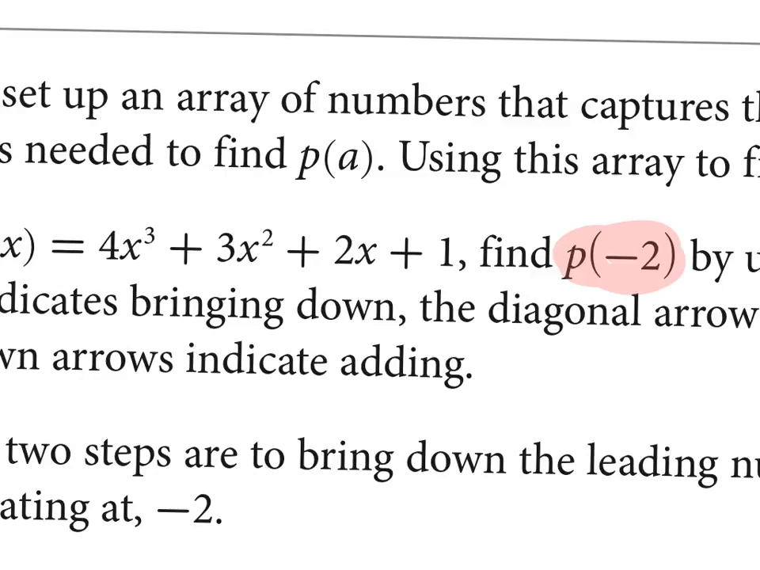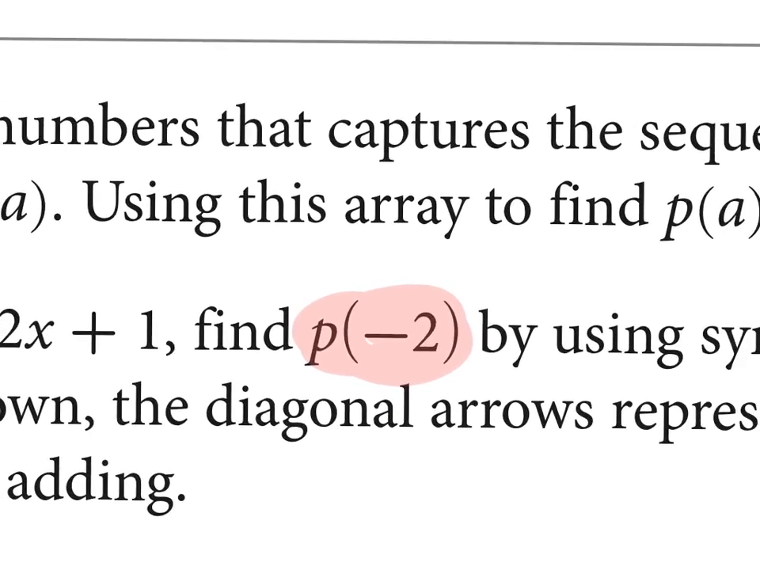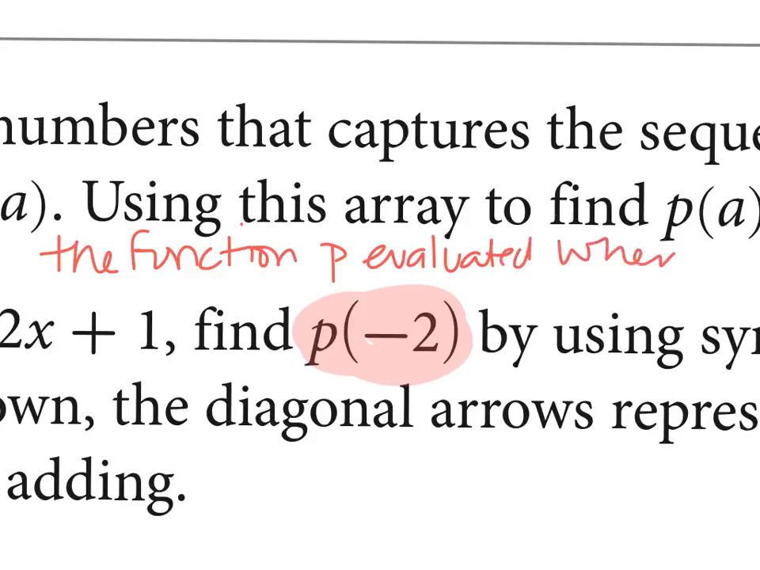So when you read this problem, it says p of x equals 4x to the third plus 3x squared plus 2x plus 1. It says find p of negative 2. What does that mean? It means that x is negative 2. So literally, if I were to put p of negative 2 into words, it is the function p evaluated when x equals 2. Sorry, x equals negative 2. That is literally what p of negative 2 translates into.